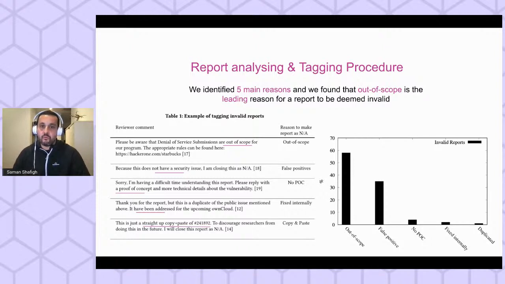The main reasons were out of scope, false positive, no proof of concept provided, fixed internally, and copy and paste. From these reports, we can see that out of scope and false positive are the main reasons that mark reports as invalid. Out of scope refers to reports that could be valid, the content is a valid report, but it's not in the scope of the program. And false positive mainly refers to reports that technically are not valid. They are just based on some wrong assumption, and we cannot exploit the system or software using that report.